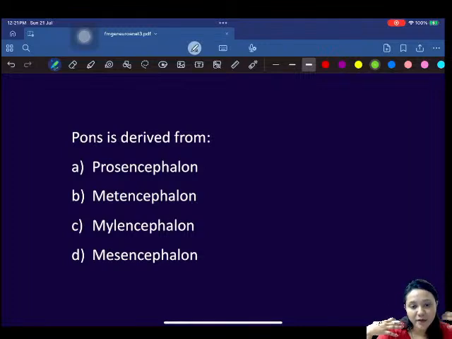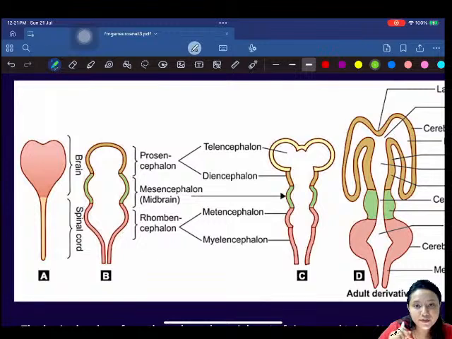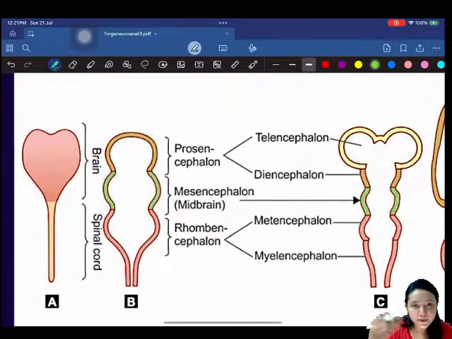Now what are these prosencephalon, metencephalon, myelencephalon, mesencephalon? Okay, so before that we have to study about the development of brain. So we know that till now we have studied about a neural tube, how there is an anterior neuropore and a posterior neuropore, both are fusing then forming a tube. Then there will be the bulge, okay, the upper part that is forming the brain, and then there will be the lower part forming the spinal cord. Now there are certain flexures and bulges.